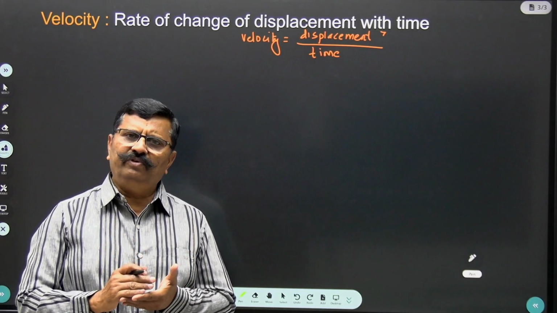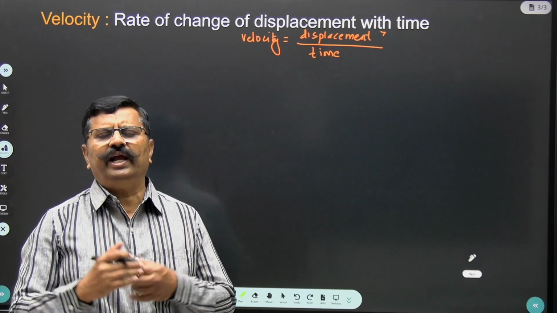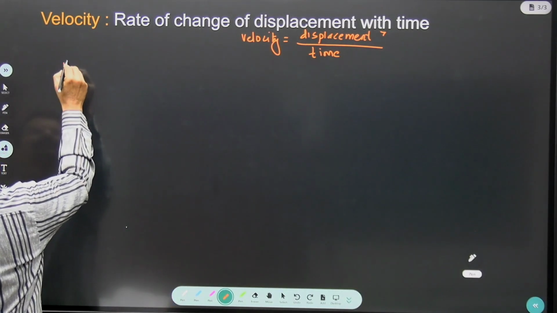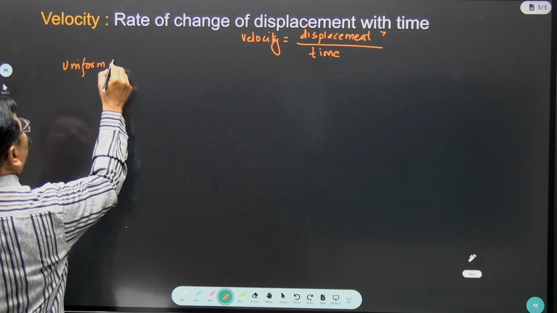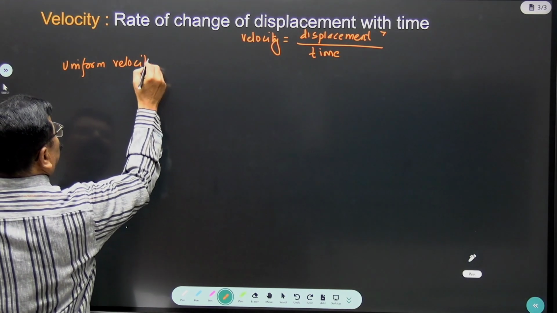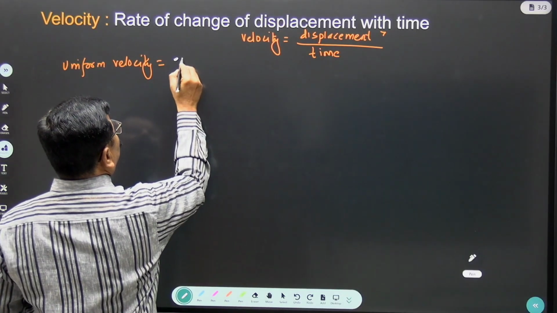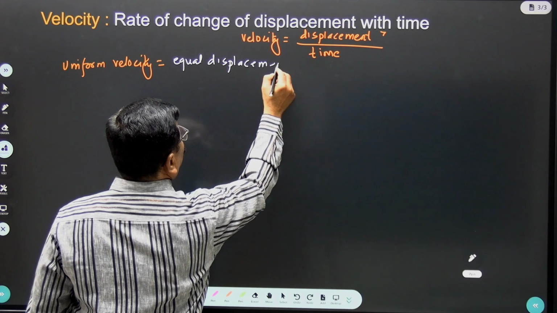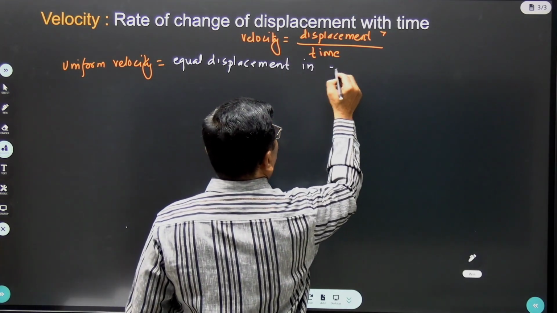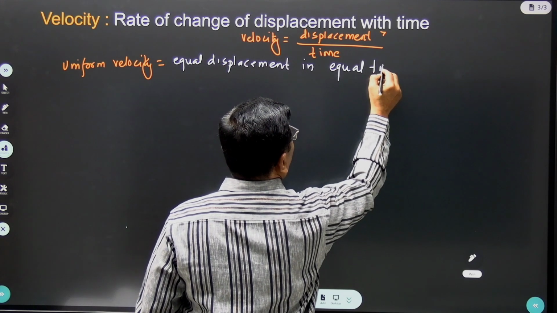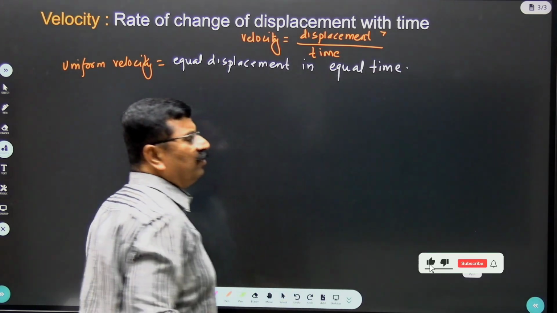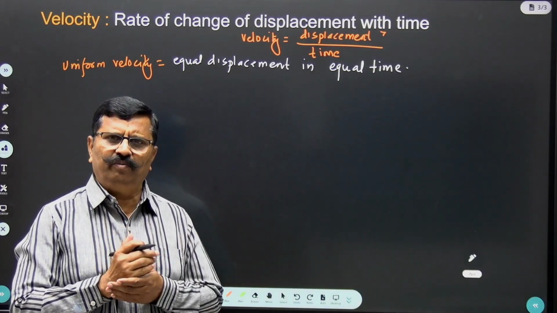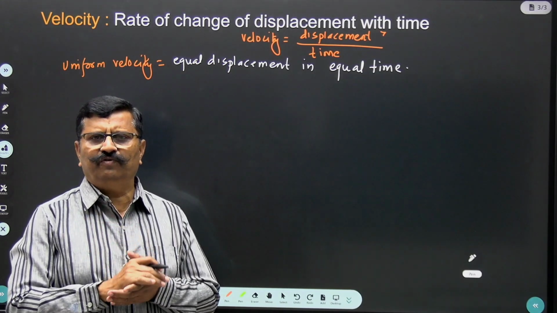Then what are the types of velocities? Uniform velocity, variable velocity, average velocity, and instantaneous velocity. As I told, uniform velocity is when a body covers equal displacement in equal time. When a body covers equal displacement in equal time, then we say that the body is moving with uniform velocity, or the body is moving uniformly. Of course, at that time the body performs uniform motion.